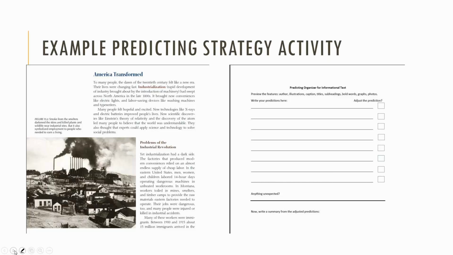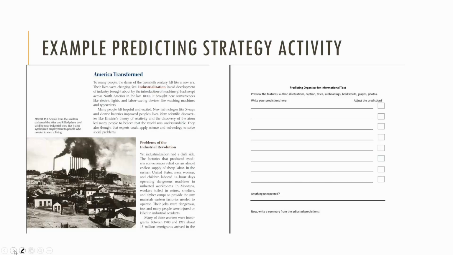So if we look at this piece, we're only going to have them focusing on what we can see right here. And you would have them read aloud the caption, maybe read aloud the subtitles, look at those bold words. Have them look at that picture, look at that photo, and what is that photograph showing us? And so what you might say is, smoke from the smelters darkened the skies and killed plants and wildlife near industrial sites, but it also symbolized employment to people who needed to earn a living. America Transformed is the title.